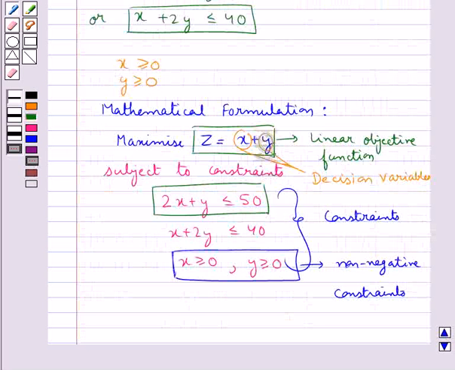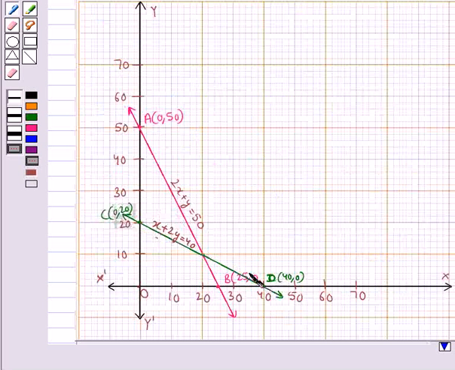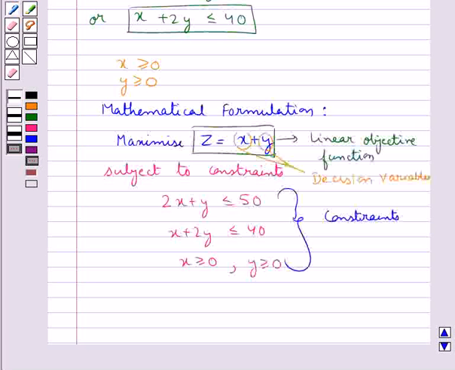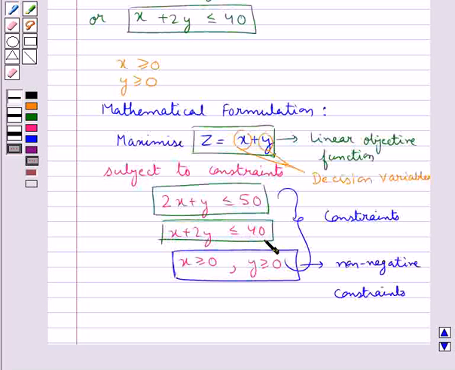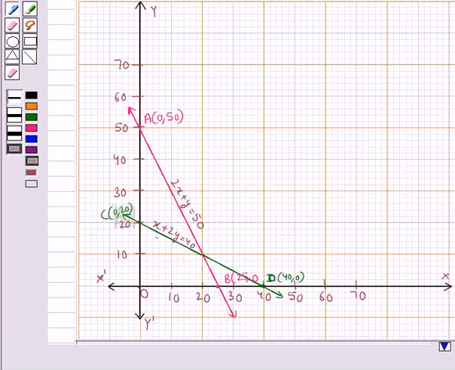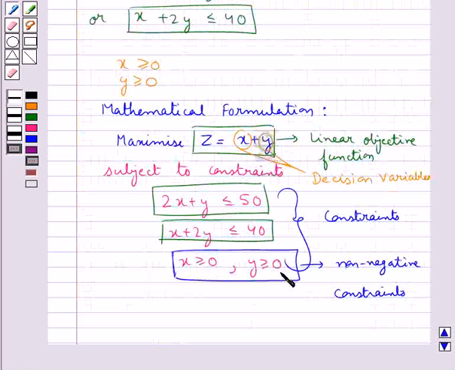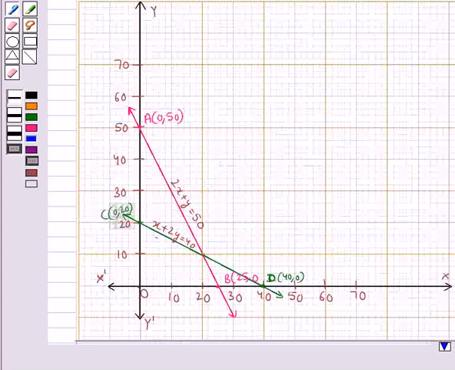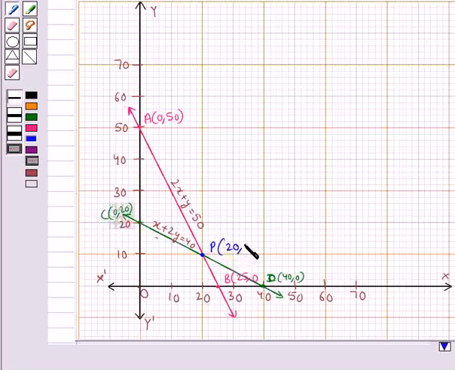In the same way, we will draw the graph for the inequality x plus 2y less than equal to 40. This is the line x plus 2y equal to 40. Now, when we substitute the origin, that is 0, 0, in the inequality x plus 2y less than equal to 40, we see that the origin satisfies this inequality. So, the graph for this inequality will be the region below this line x plus 2y equal to 40, that is the region containing the origin. And the graph for x greater than equal to 0, y greater than equal to 0 lies in the first quadrant itself. The point of intersection of these two lines is this point, let it be P, with coordinates 20, 10.